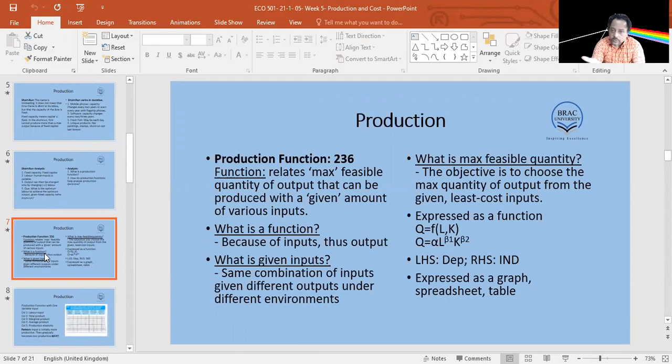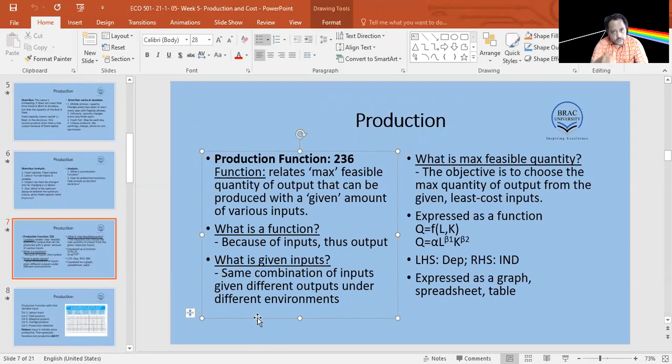And a function is a relationship between a dependent and an independent variable. So we can also look at it like this: because of inputs, thus output. What is a given input? Given means something that is given. We take it for granted that this is what it is. So the same combination of inputs gives different outputs under different environments. What do we understand by maximal feasible quantity? The objective, when we are producing output given what the inputs are, is that we want the maximum amount of output, because output gives us satisfaction or happiness.